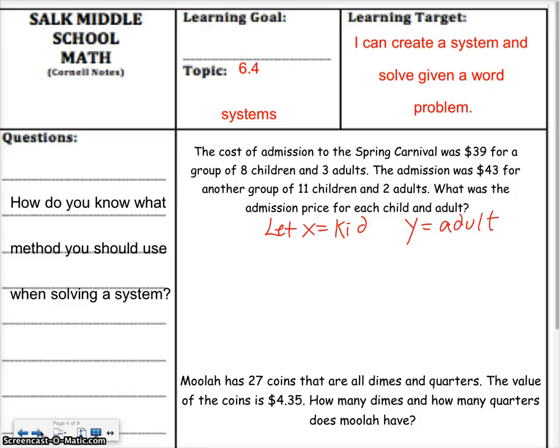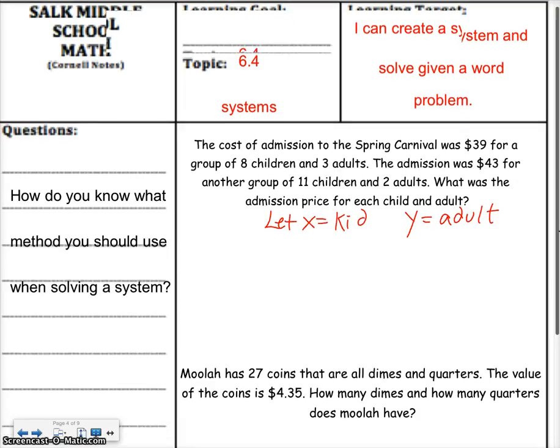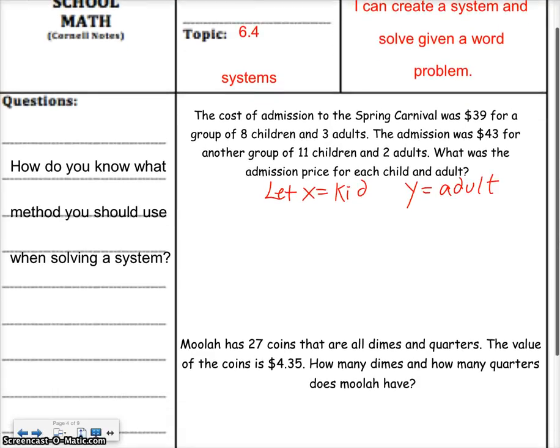Again, the goal here is to create the 2 equations. So you should be able to identify 2 relationships. The cost of admission was $39 for 8 kids and 3 adults. That means 8 kids plus 3 adults equals $39. The admission was $43 for a group of 11 kids and 2 adults. So 11 kids plus 2 adults equals $43.